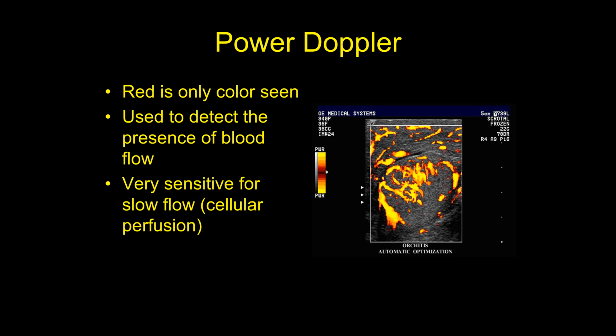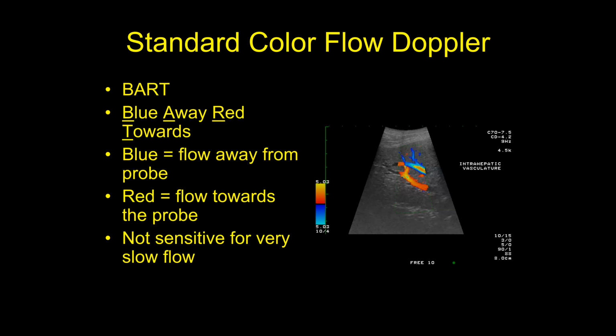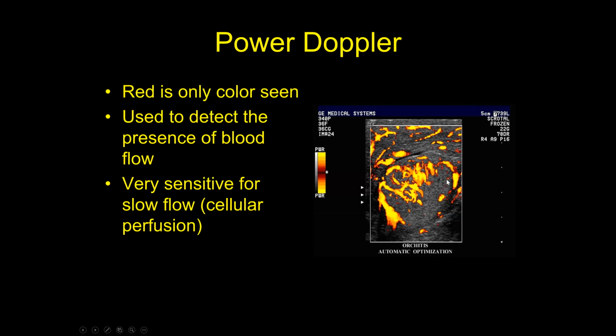So conventional Doppler, typical Doppler, the reds and the blues, the BART, that's what you're going to use a lot to tell blood flow and direction of blood flow. Is there blood flow in a vessel and things like that? With power flow, you're going to look at very slow flow. You won't use it anywhere near as much, but it's still very important to know at least that tissue is being perfused. It's getting a blood supply.